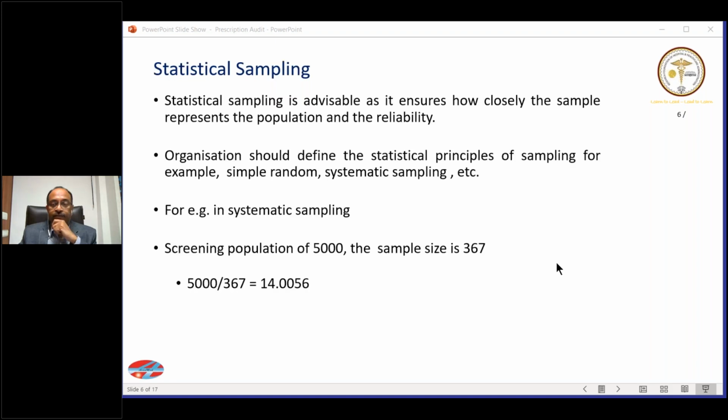So we have our population size of 12,500. Out of this 12,500, we have to pick up 400 samples. Till this point, no issue? Now you divide 12,500 by 400, so the number that comes is 31.25.